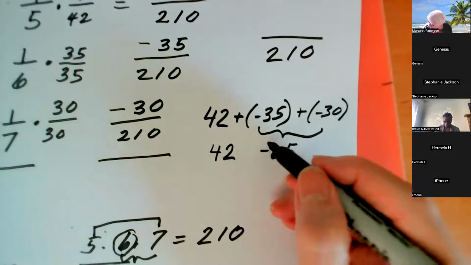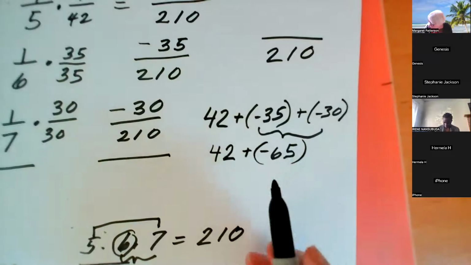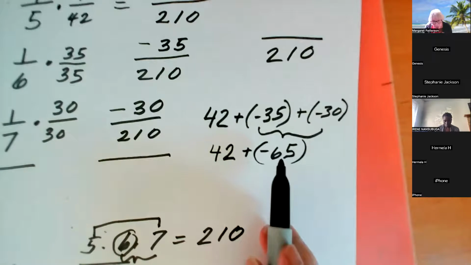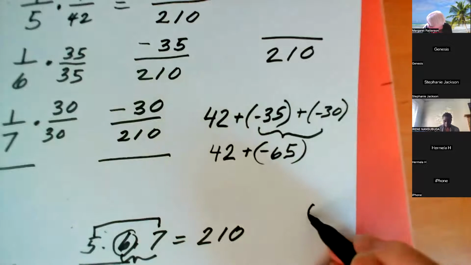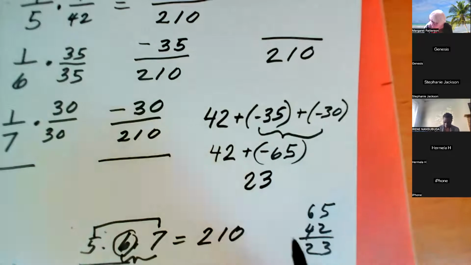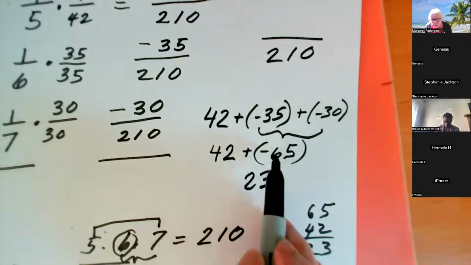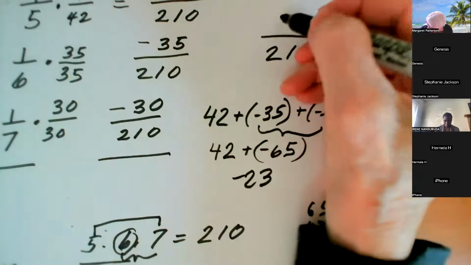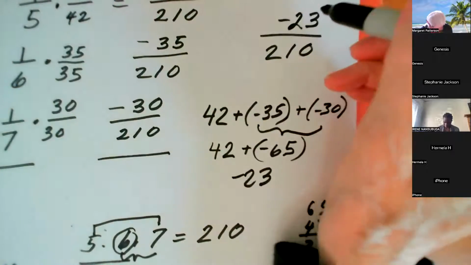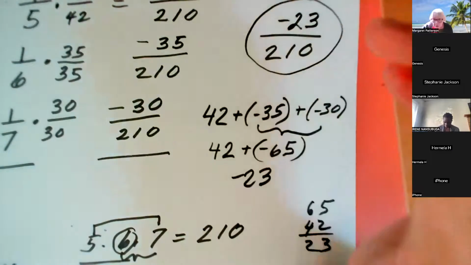Now this one, this is a plus and this is a minus. You end up having to subtract them. Let me try to do it. 65 and 42, 23. Positive or negative 23 for these two? Negative. Correct. So this is the final answer.